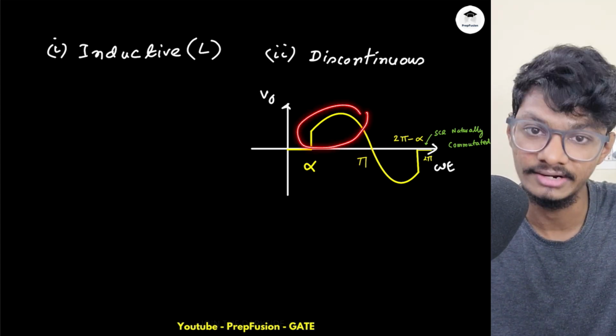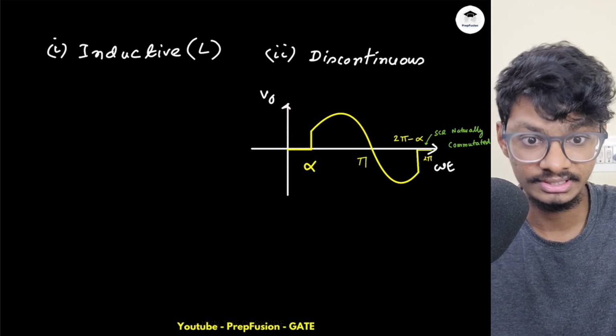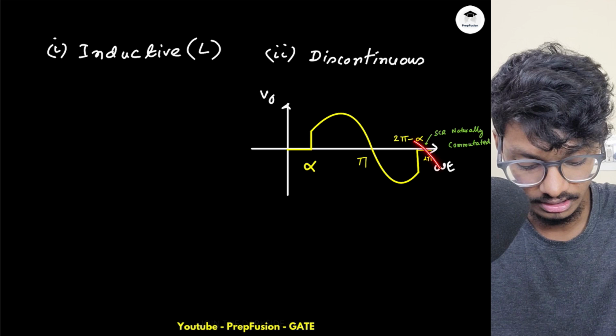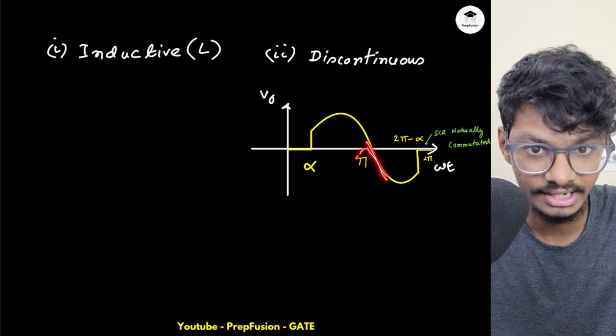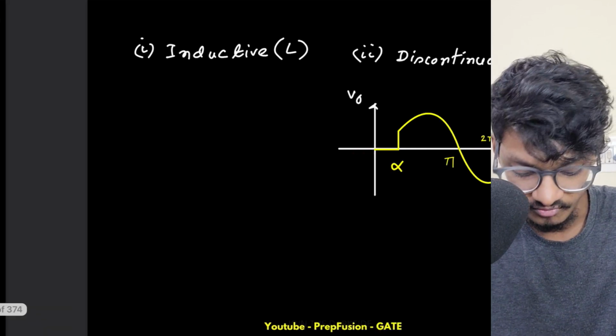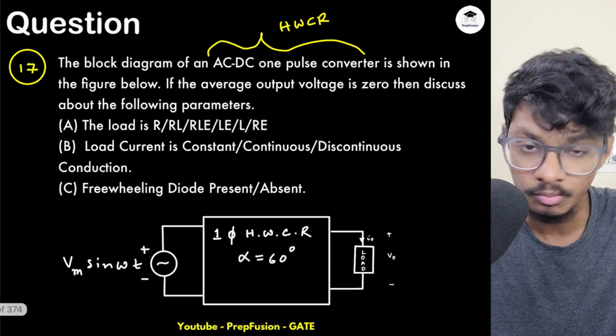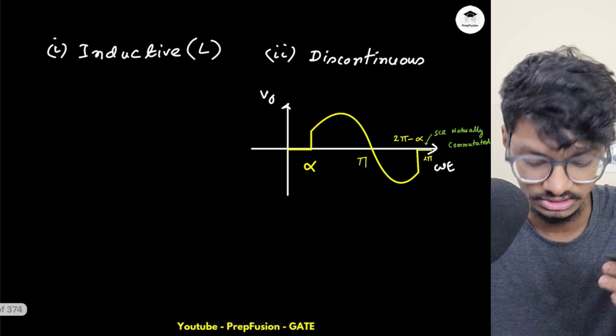this positive half cycle. And if it is triggered in this positive half cycle, and it is also telling me that the average voltage is 0, then it is not possible. It has to get some negative area as well. And as soon as I get some negative output voltage, that means freewheeling diode is not present, because it is not possible to get a negative voltage with freewheeling diode. We will always get either 0 or positive voltage.